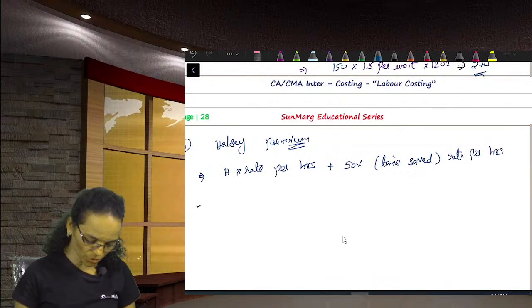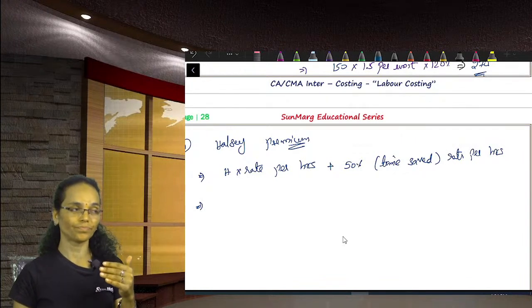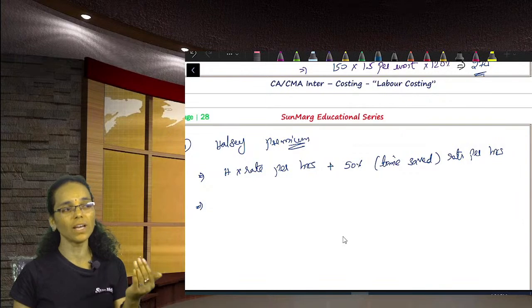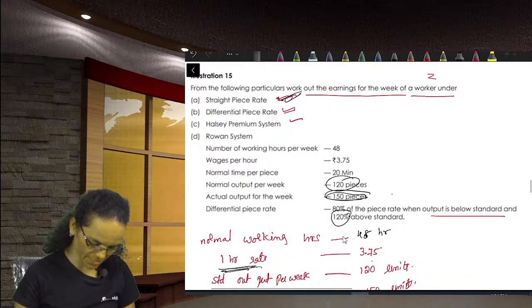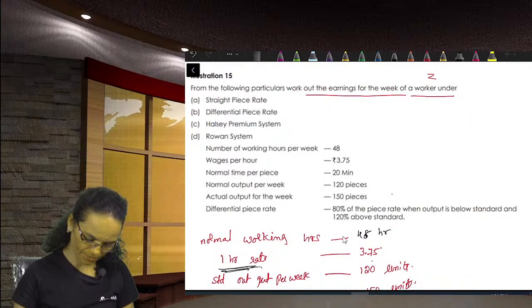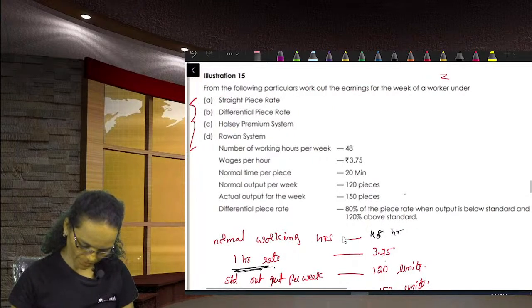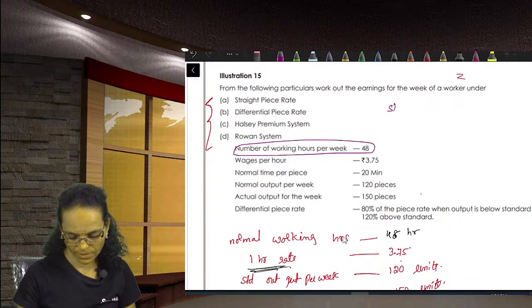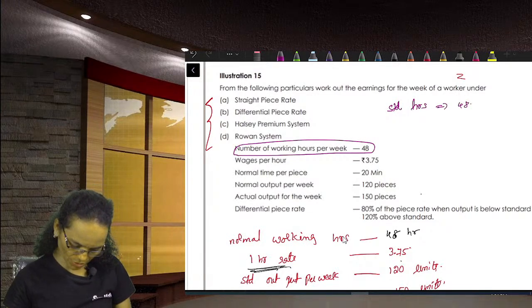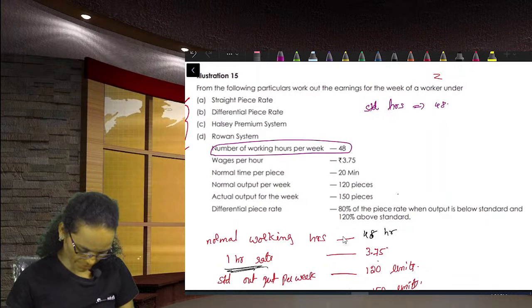Now here we need to know what are the standard hours and what are the actual hours you have taken. So you'll see, number of working hours per week is 48 hours. Standard hours I can say 48 hours. But actual hours, how many? Actual output per week is 150.